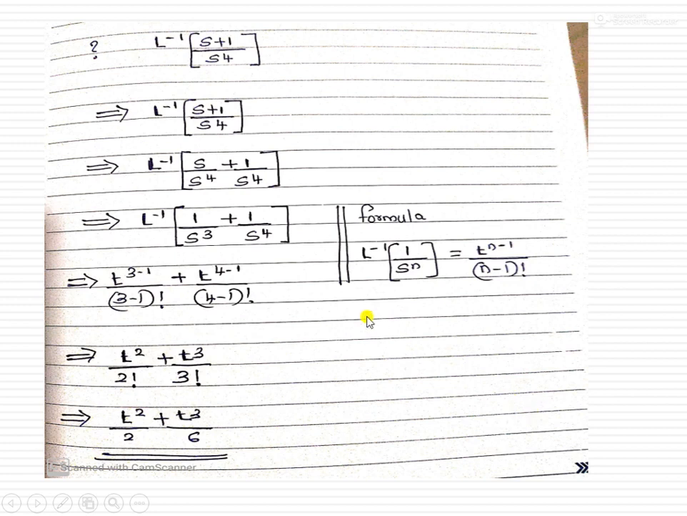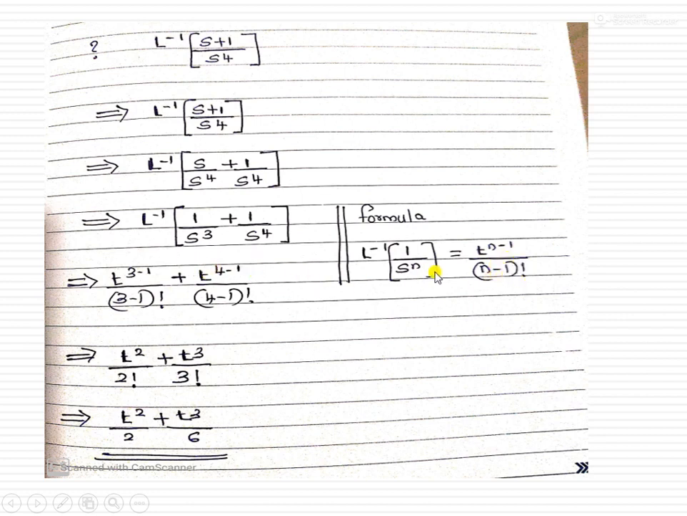The next one is find the inverse Laplace transform of (s plus 1) by s raised to 4, which can be split into two. Inverse Laplace transform of s by s raised to 4 plus 1 by s raised to 4, and we cancel s, that is inverse Laplace transform of 1 by s cube plus 1 by s raised to 4. We already know the formula: inverse Laplace transform of 1 by s raised to n can be written as t raised to n minus 1 by n minus 1 factorial.